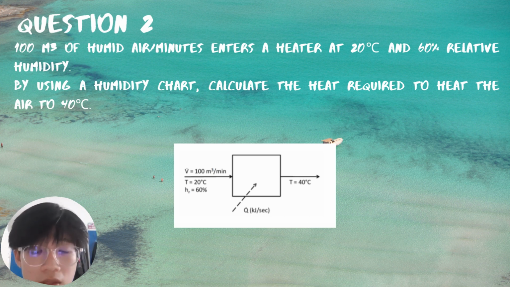Today I'm going to present question 2 in our assignment: 100 cubic meters of humid air per minute enters a heater at 20 degrees Celsius and 60% relative humidity. By using a humidity chart, calculate the heat required to heat the air to 40 degrees Celsius. First of all, I draw the mass balance diagram to show the whole process.